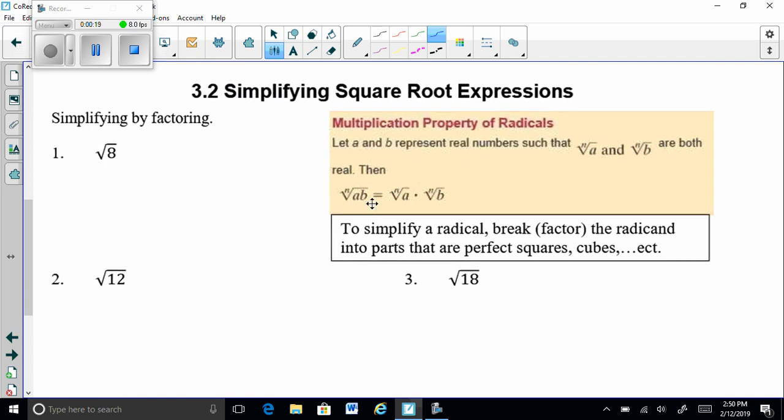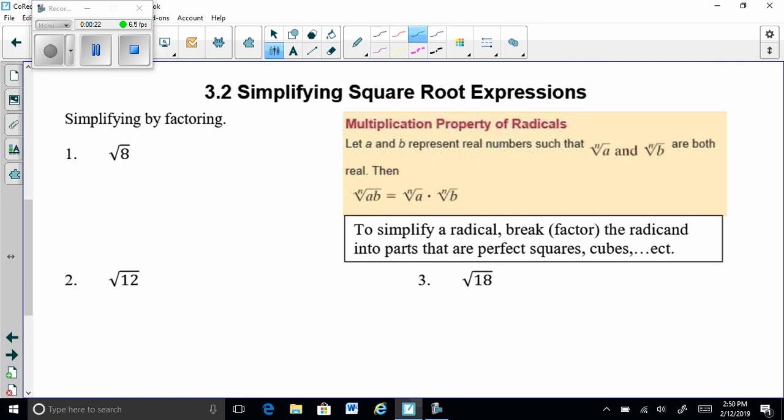So if you can break it into a product, you can break it up to where they can each have their own radical sign. And so what you're going to do here is look at the value inside the radical and try to see if it's divisible by 4, 9, 16, 25, and so on. Those are our perfect squares, so that you can simplify that part of the radical. So you're going to get two numbers, one on the outside and one on the inside.